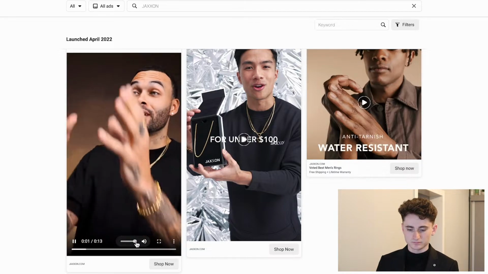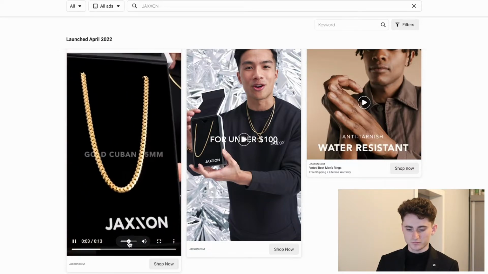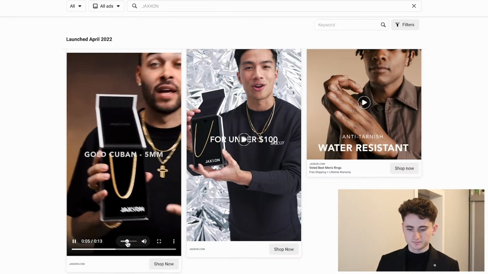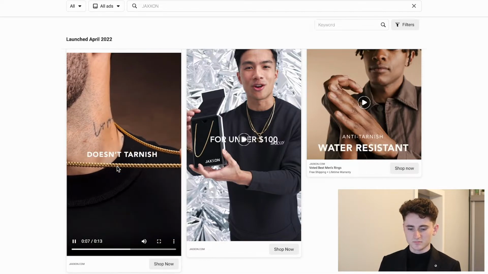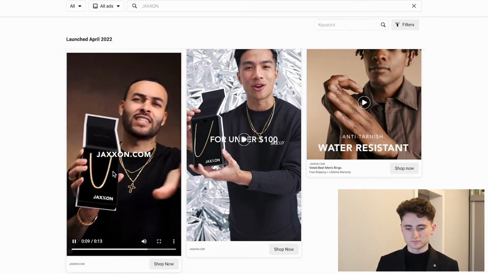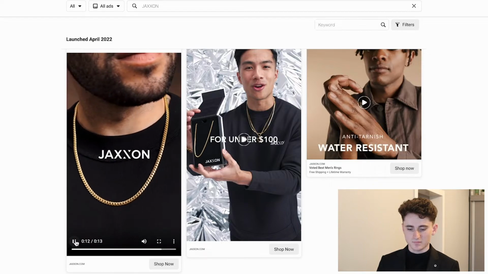Yo, stop what you're doing. Jackson just dropped their best-selling chain, the Gold Cuban 5mm. It's made in Italy, it doesn't tarnish, and it is available right now, so head to jackson.com.